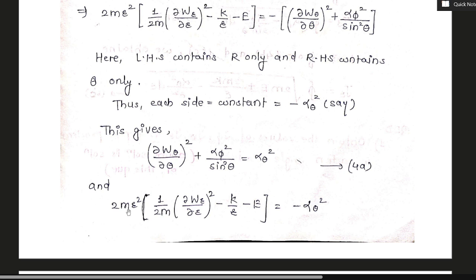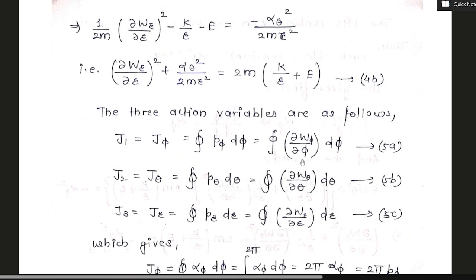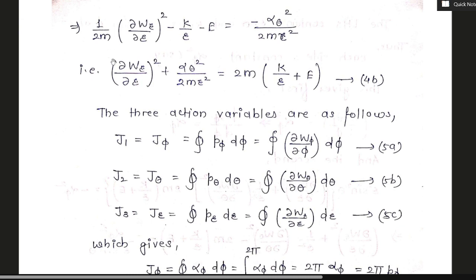And we have again 2mr^2 in brackets. If we substitute equation number 4a in the above equation, we get 2mr^2 in brackets 1 by 2m (del W_r by del r)^2 minus k by r minus E, that is the energy, which equals minus alpha_theta squared. What did we do here? We used equation number 4a in the above equation. If we solve it further, we get 1 by 2m (del W_r by del r)^2 minus k by r minus E equals minus alpha_theta squared upon 2mr^2, and this is our equation number 4. If we rearrange this, we get equation number 4b.